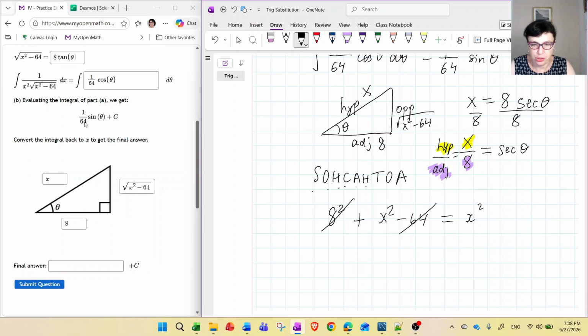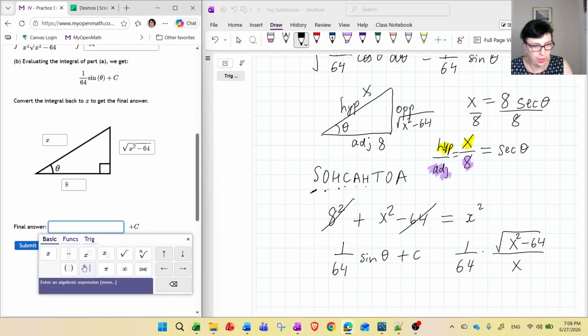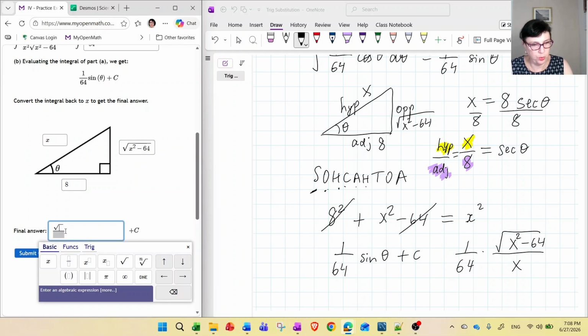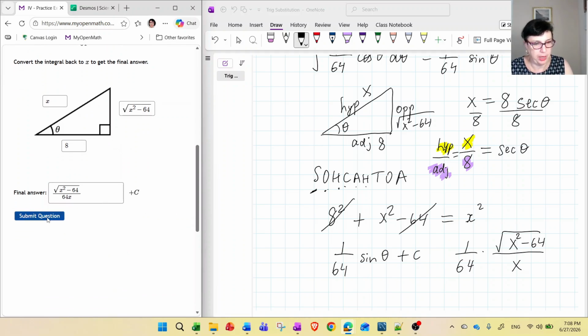Very well, right? So I've got 1 over 64 sine theta. How do I translate that? Well, all I have to do is look at my triangle. What is sine? That's opposite side divided by hypotenuse. So it's going to have the opposite side, which is that square root, divided by the hypotenuse, which is x. So now we got it. Let's go ahead and put it together, except I think they like to put that 64x on the bottom. So when we multiply fractions, we just multiply straight across. And that's going to be our answer.